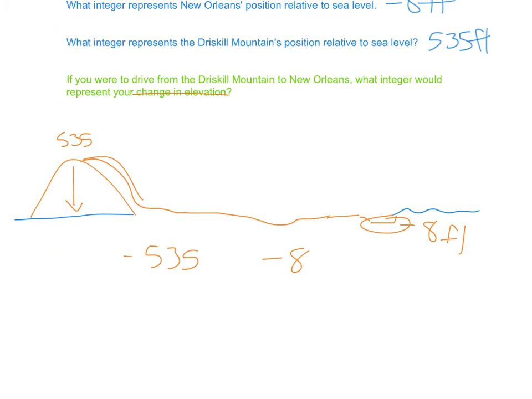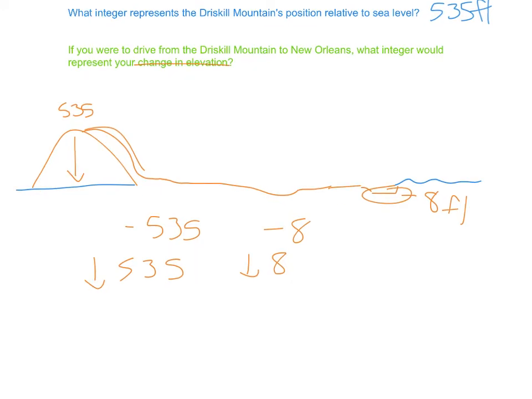So what we do is we combine the two and say we went down 535, then we went down 8 even further. And so 535 and 8, if you were to combine them, you'd have 543. But the change in elevation, because the whole time we were dropping, is negative 543 feet.